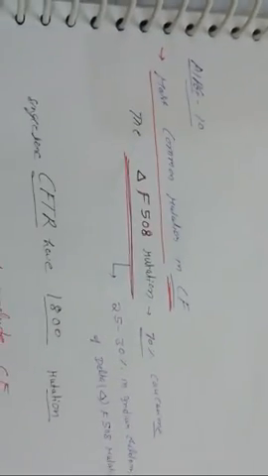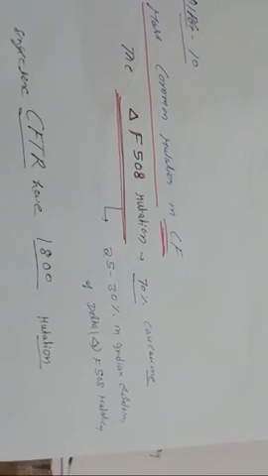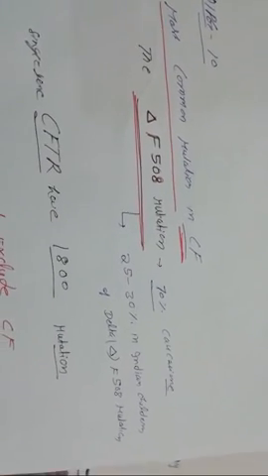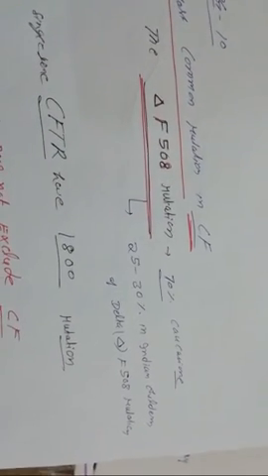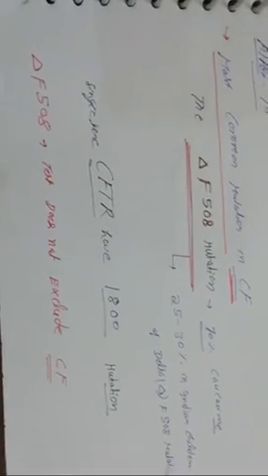If you look at the next point, the most common mutation in cystic fibrosis is the delta F508 mutation. This is seen in 70% of Caucasians and 25 to 30% of Indian children. So let us understand what it is trying to tell us.